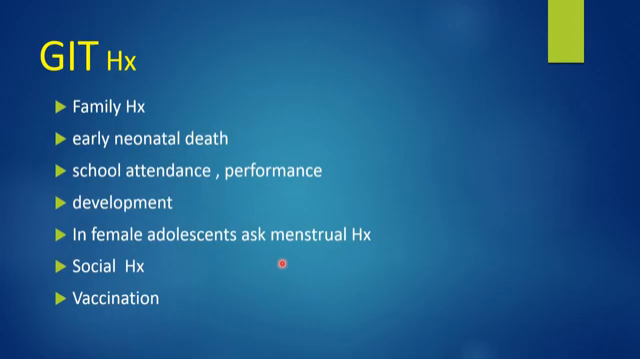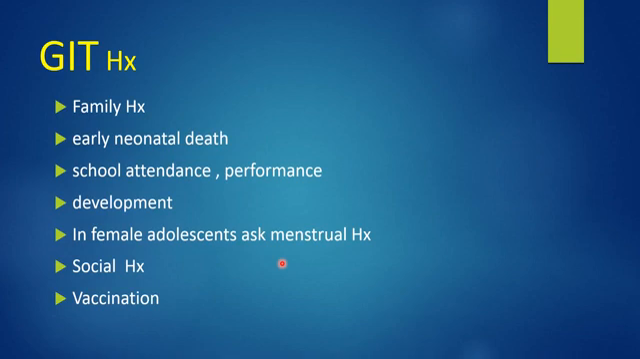In female adolescents, ask about menstrual history, which is very important because sometimes abdominal pain due to menstruation may occur. Social history is very important because some infectious diseases may be transmitted easily in a small, overcrowded house. Also, we have to ask about water supply and presence of animals, because some diseases are transmitted because of the presence of animals.